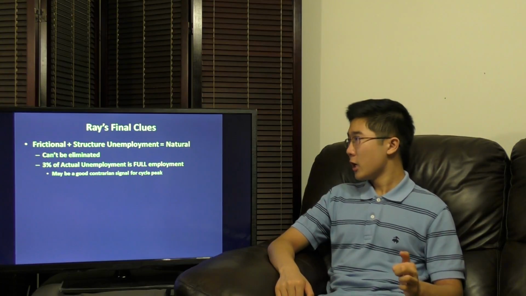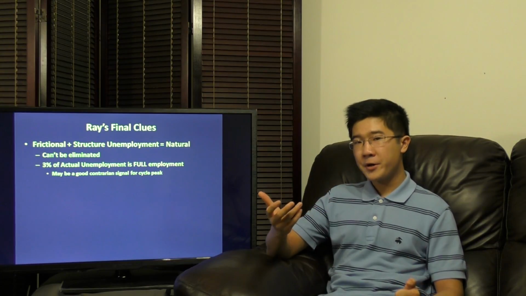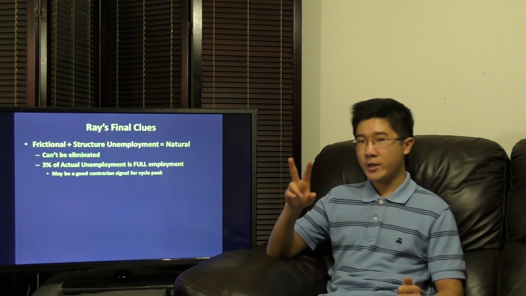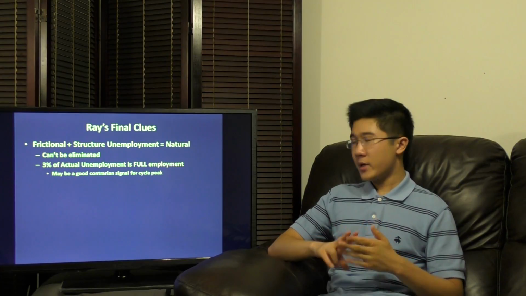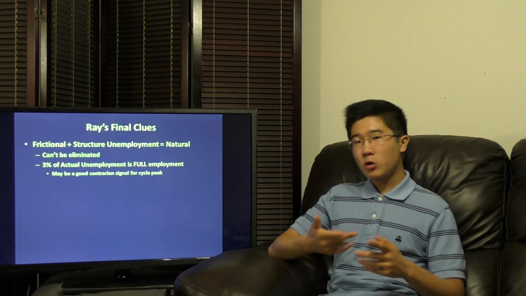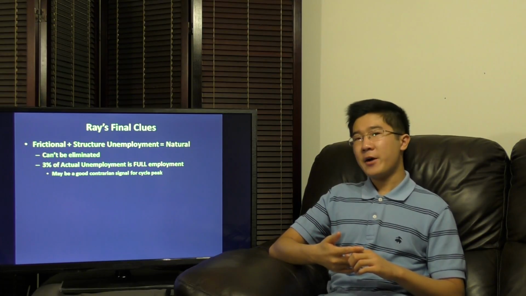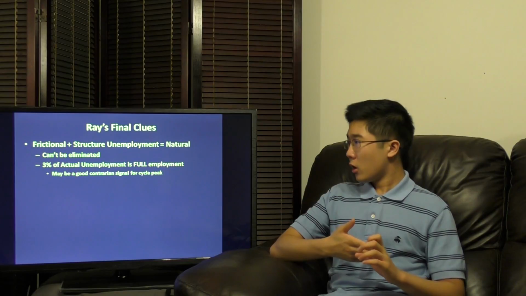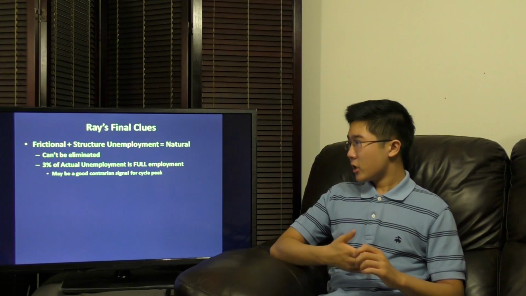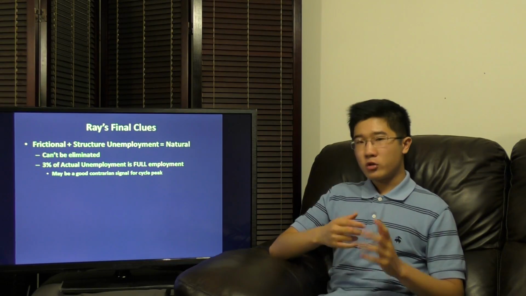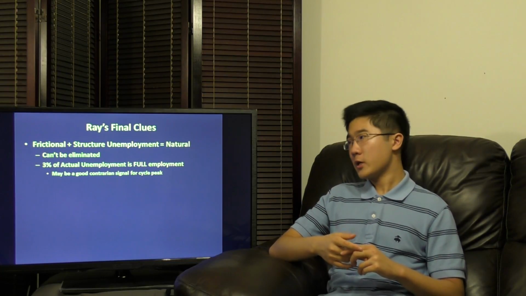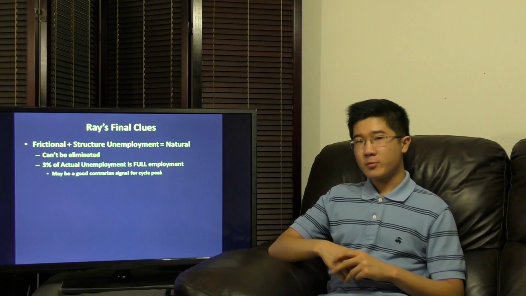So for our final clues, the economy's bottom borderline for unemployment is our natural rate of unemployment, which is frictional unemployment plus structural unemployment, the two most basic types of unemployment. It's a lower bound, so it can't go lower than that and can't be eliminated. Since it's a lower bound, 3% actual unemployment is basically counted as full employment, because all job openings that are in demand are supplied. And so this could be a good contrarian signal. The unemployment rate relative to the natural rate can be a good contrarian signal to see when the business cycle peaks or troughs, and can help you with your investments in the economy.